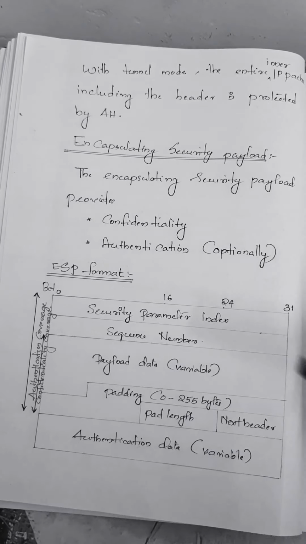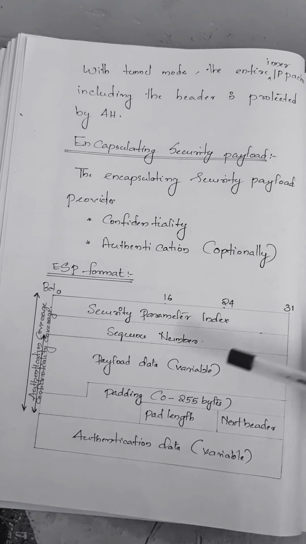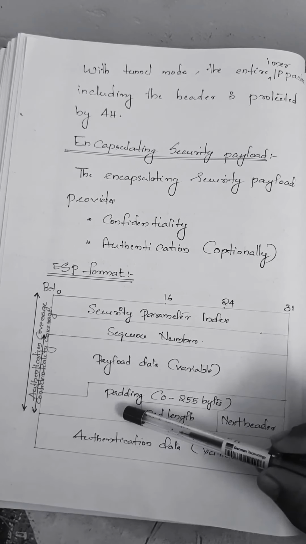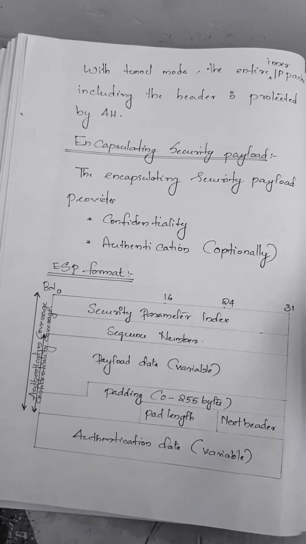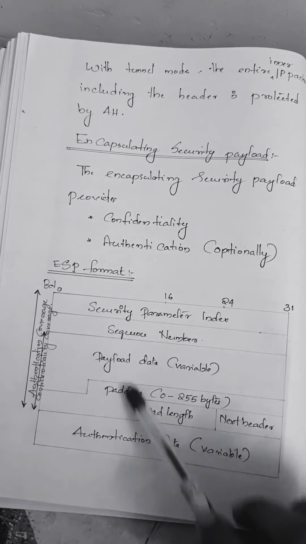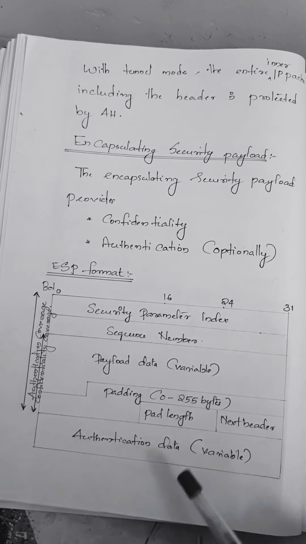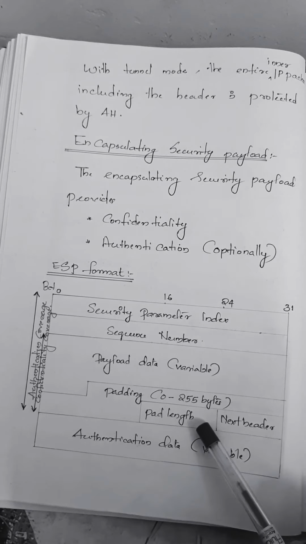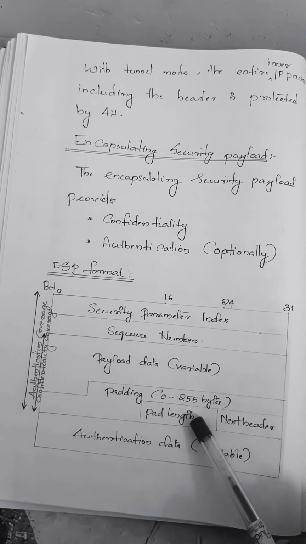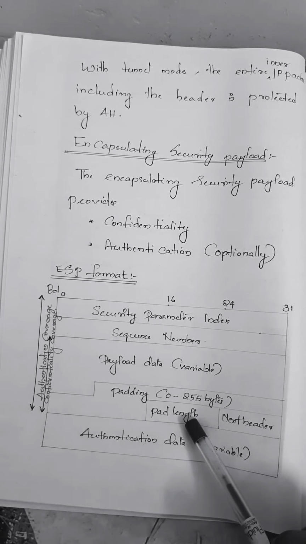While comparing to the authentication header format, the payload data, padding and pad length fields are added here. Apart from that, the different fields are arranged in a different manner. Instead of payload data, here pad length data is added.